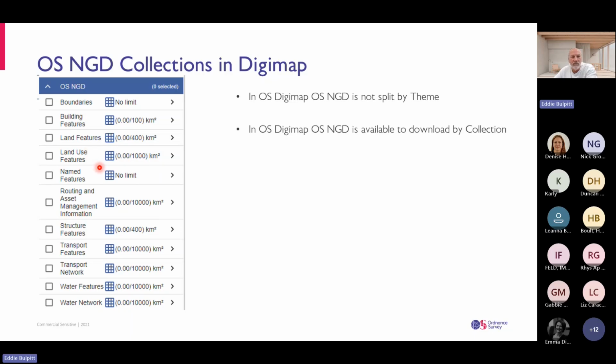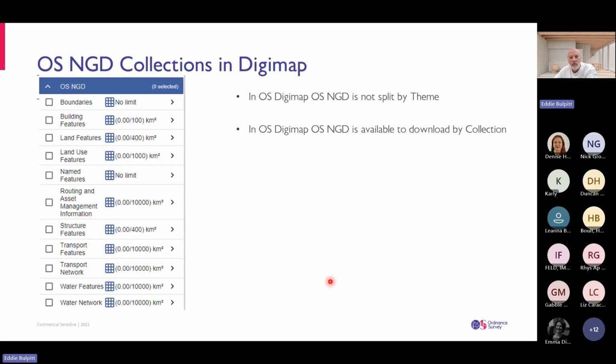So it's fairly straightforward to identify what you need from there. Most themes have one collection. The exceptions are, of course, transport, which is split into RAMI, features, and network, and water, which is also split into features and network, as I've mentioned previously.